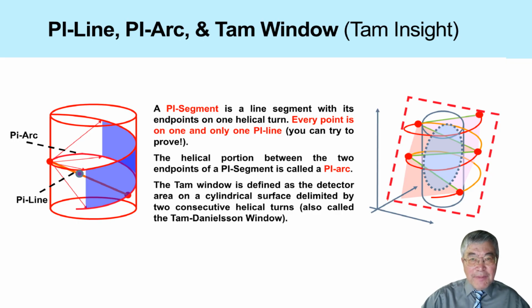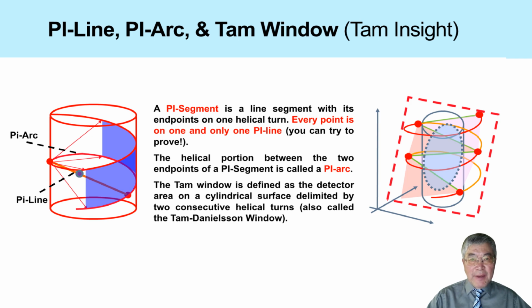Then we have a time window, also called the Tam-Danielsson window. This is the detected area on a cylindrical surface bounded by two neighboring turns of the helix. This window tells us which part of the cone beam detected data is needed for exact reconstruction.